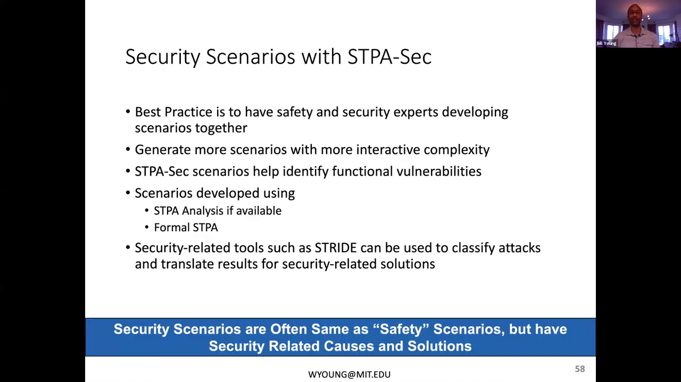Some best practices, again, I mentioned this, is to have safety and security experts together generating the scenarios. We mentioned that we'll get more scenarios, and the scenarios will have more complexity. We will hit those functional vulnerabilities and tools. If a security team is unable to work with the safety team, then we'll use the STPA analysis if it's available, and we'll also use the formal STPA that John touched on. I will use STRIDE to classify attacks and translate results.